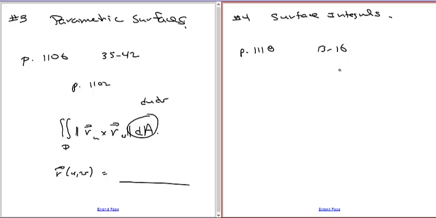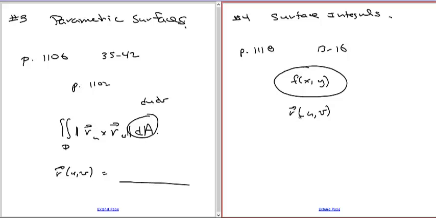In this case, it's a surface integral involving a scalar. So you'll be given some f of x, y, and you'll be given some r as a function of u and v. So the surface is parametric. You'll have to parameterize your function there.